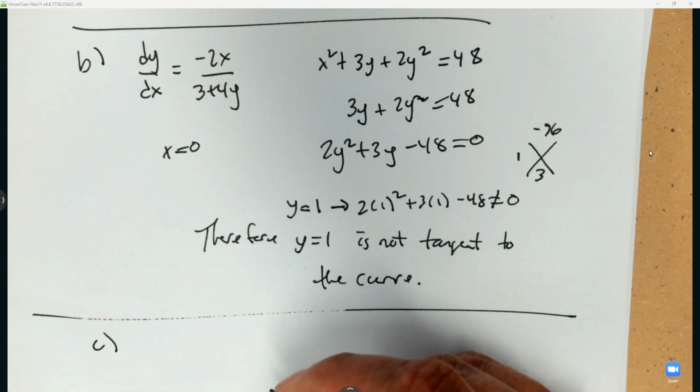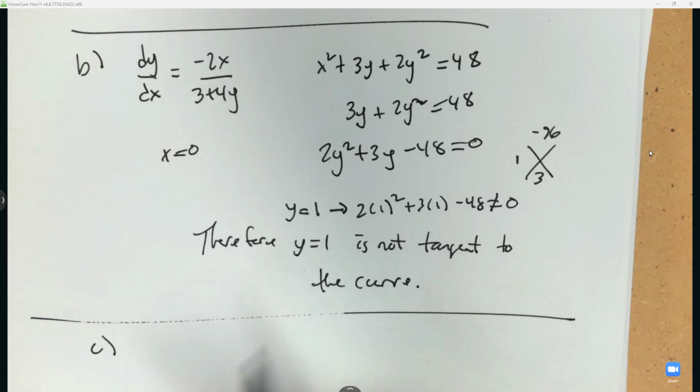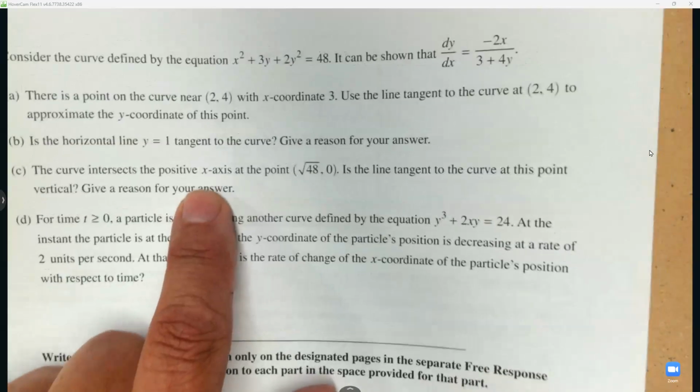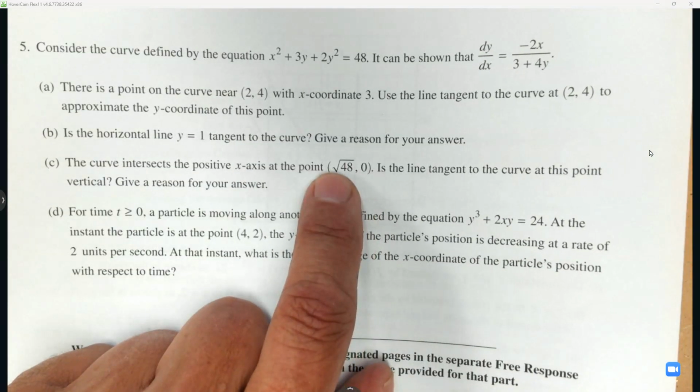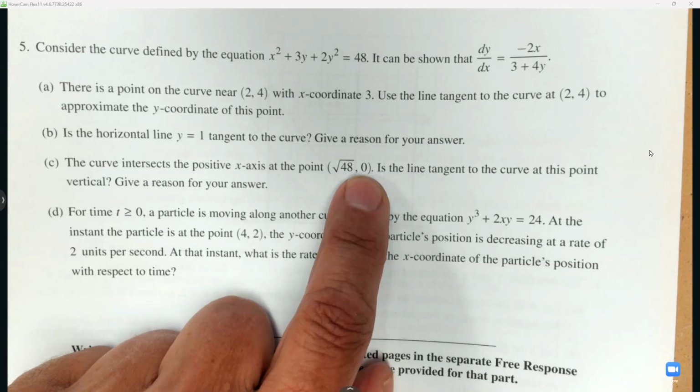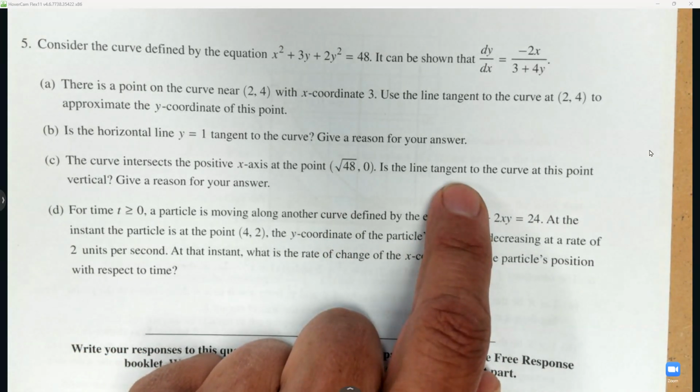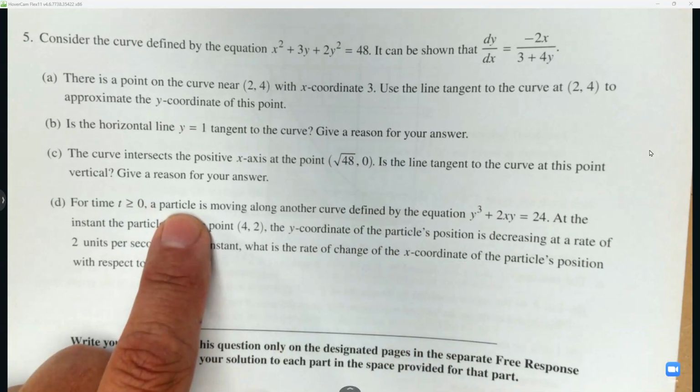Part C. The curve intersects the x-axis at this point, root 48 and 0. Is the line tangent to the curve at this point vertical? And give a reason for your answer.